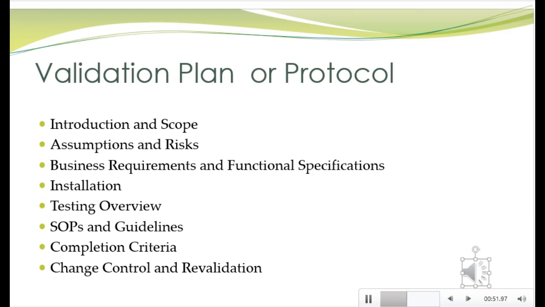You generally outline assumptions and risks. So, for example, what you're assuming the system can do and how you can support it, and the risks that you are running if the system fails. You'll talk about business requirements and functional specifications, and essentially that's what you need the software to do for you. You'll discuss the whole installation process, how it'll occur, how we'll do it, and how long it'll take. You develop a testing plan and provide a testing overview for that.